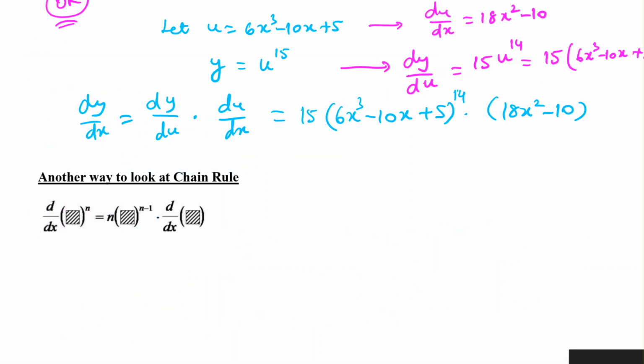Thus, in a nutshell, another way of looking at the chain rule is, if you have an inside, and it is raised to power n, that is the outside. So what we do is take the derivative of outside times the derivative of inside. So d outside times d inside, that is our chain rule.